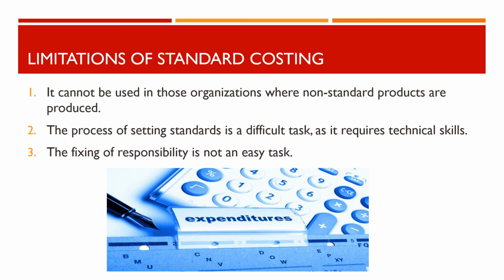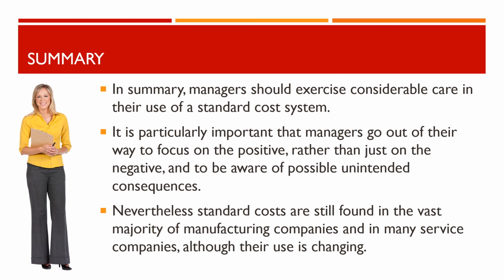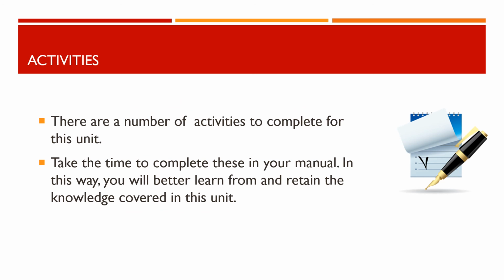And 3. The fixing of responsibility is not an easy task. The variances are to be classified into controllable and uncontrollable variances. Standard costing is applicable only for controllable variances. In summary, managers should exercise considerable care in their use of a standard cost system. It is particularly important that managers go out of their way to focus on the positive, rather than just on the negative, and to be aware of possible unintended consequences. Nevertheless, standard costs are still found in the vast majority of manufacturing companies, and in many service companies, although their use is changing.